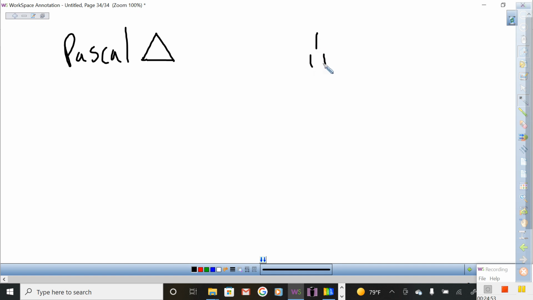1, 1, 1. Remember these, yes? Combine these. 1 plus 1 is 2, and then 1's at the end. Combine these two, that's 3. Combine these two, that's 3, and then 1's at the end. Combine these two, that's 4. Combine these two, that's 4. But how about this? 3 plus 3 is 6, and then 1's at the end.